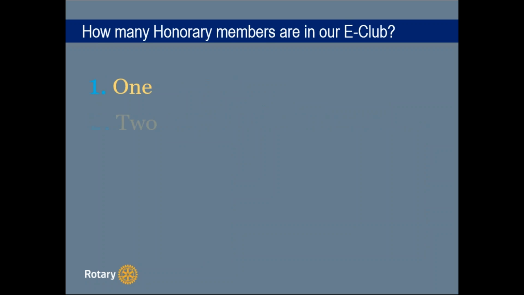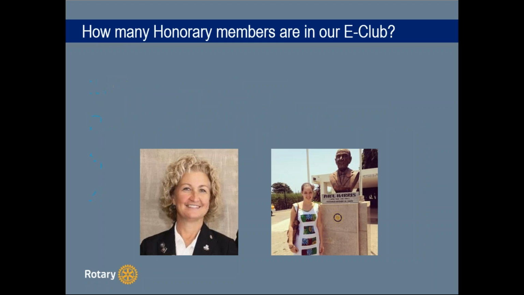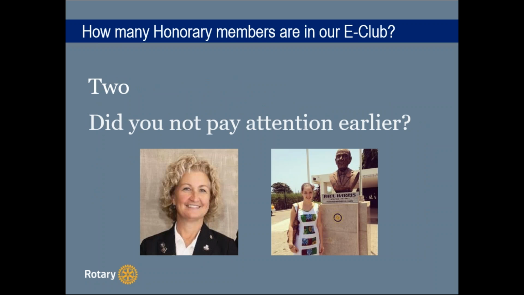How many honorary members are in a Rotary Club? 1, 2, 3, or 4? 2. Good. I got pictures. And this is for the ones that said other than 2, if they hadn't paid attention earlier.